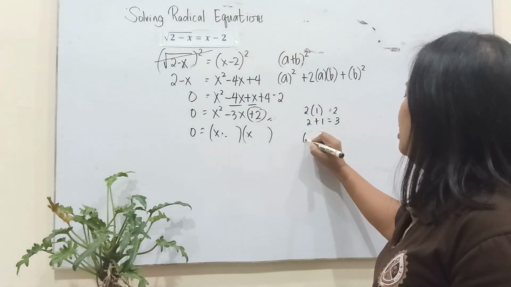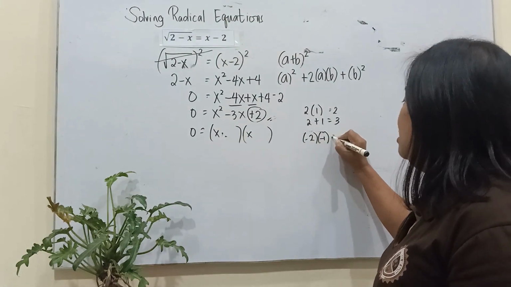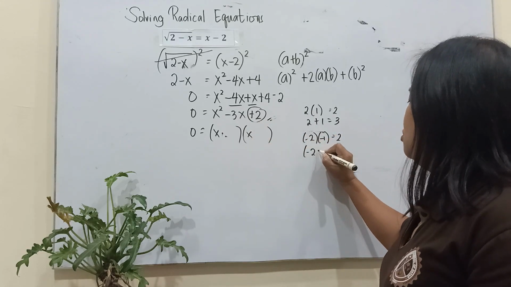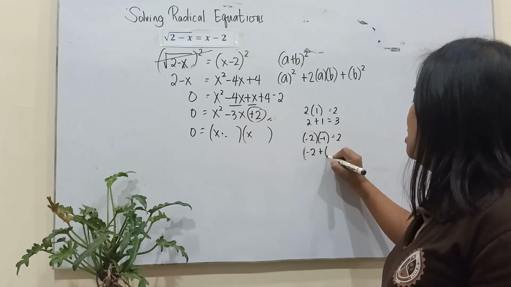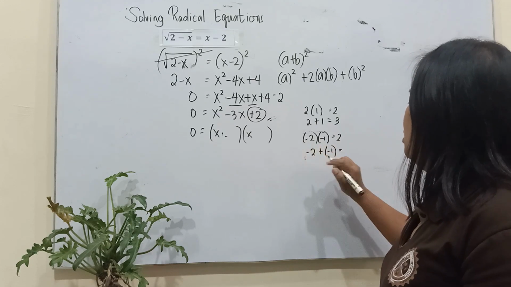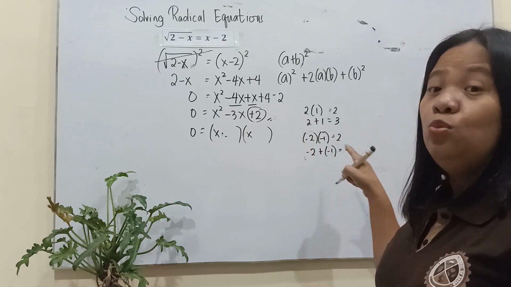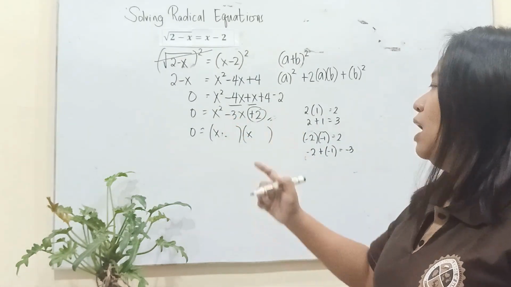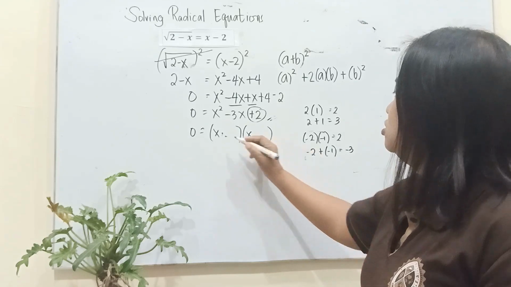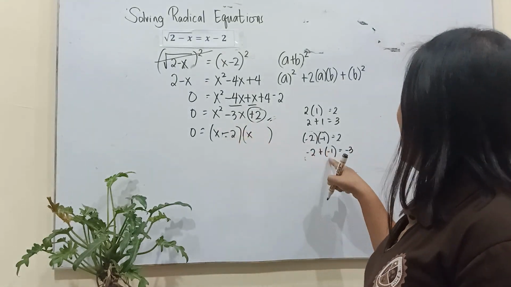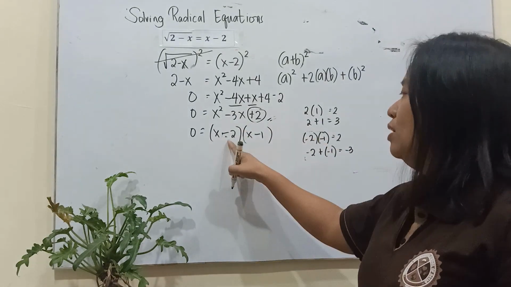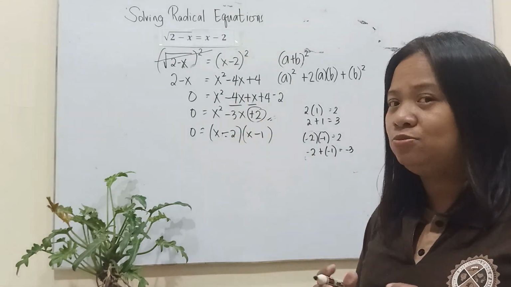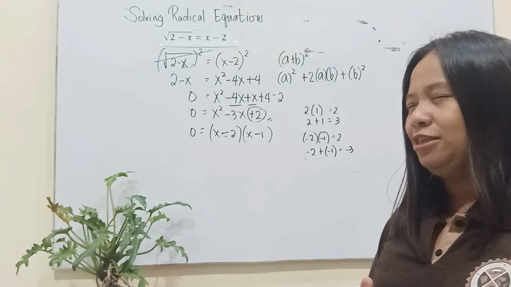Okay? So I will try negative 2 times negative 1. That is also positive 2, correct? When I add negative 2 plus negative 1, the result is negative 3, which is actually the middle coefficient. So therefore, our factors will be x minus 2 and x minus 1. When we multiply this, the result would be x squared minus 3x plus 2. You can just use the FOIL method.